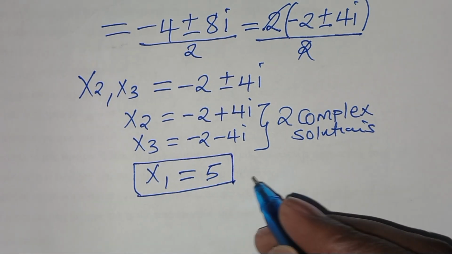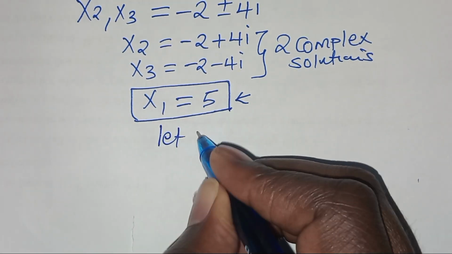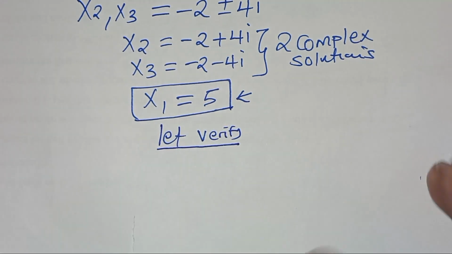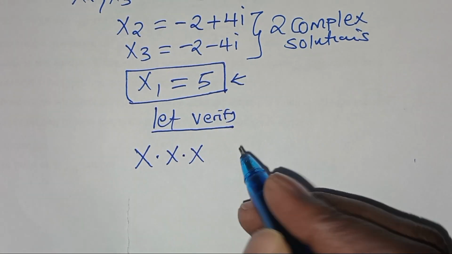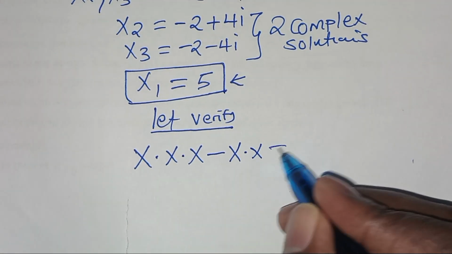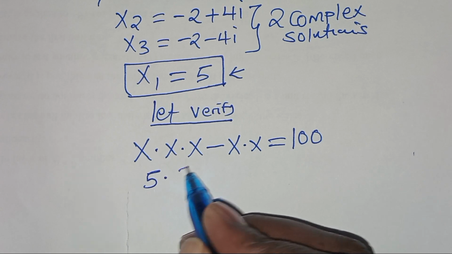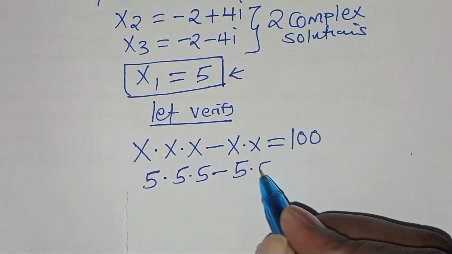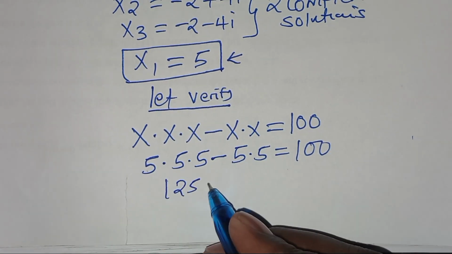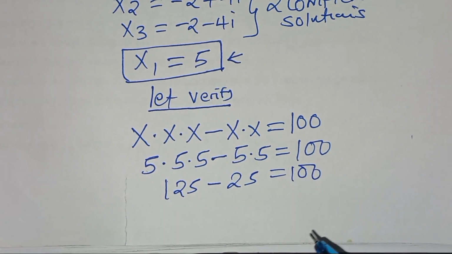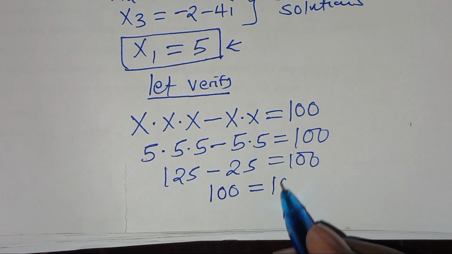So let's verify that x1 satisfies the equation. So let's verify. So we have that x times x times x subtract x times x. This should give us a value of 100. So x is 5. So this is 5 times 5 times 5. Subtract 5 times 5. This should give us a value of 100. 5 times 5 times 5, this is 125. Subtract 25. This should give us a value of 100. 125 minus 25. This is 100, which is equal to 100.